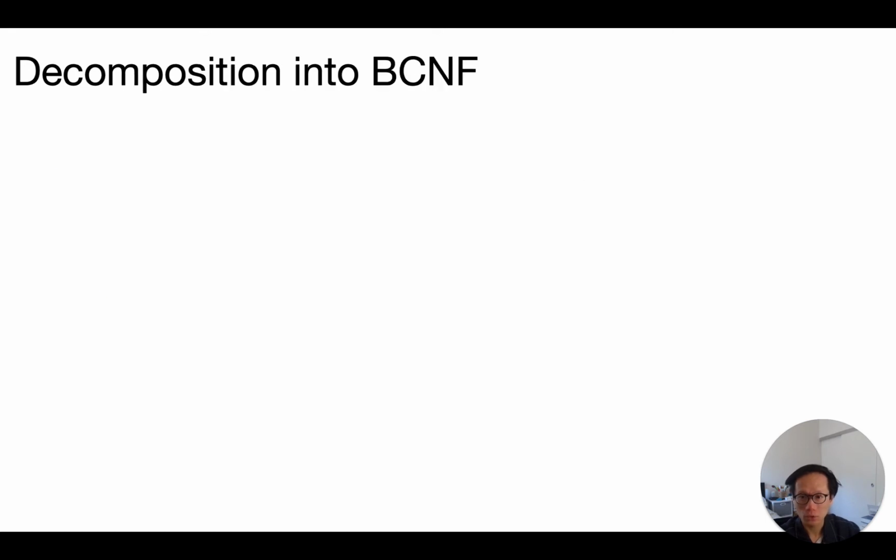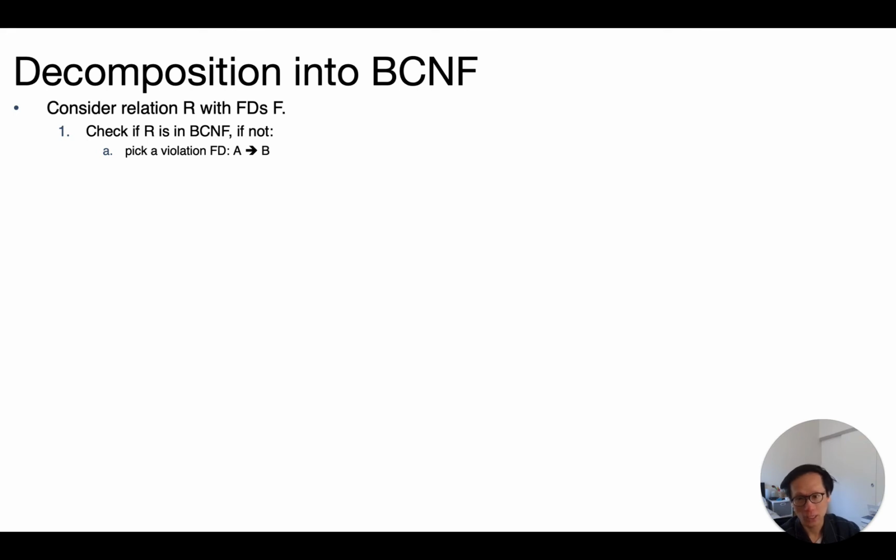So how do we do our decomposition into BCNF? Let's go through this formally. We will consider a relation R with functional dependencies F. First, we check if R is already in BCNF. If not, then we pick some functional dependency, say A determines B, that violates BCNF, meaning that it's not a trivial one, and the left-hand side A is not a superkey. Then we will decompose R.